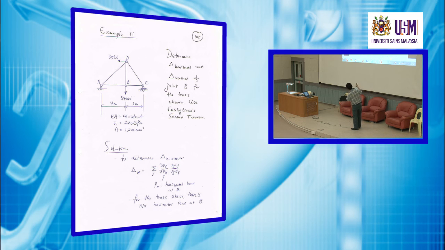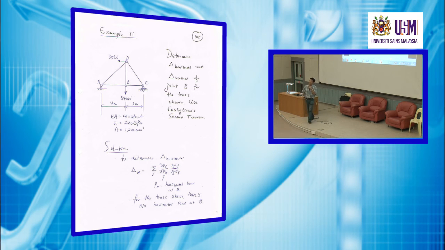What is the height there? The height should be given. Let me check. You are asked to determine the horizontal deflection and vertical deflection of joint B for this truss. Horizontal and vertical. Use Castigliano's second theorem.